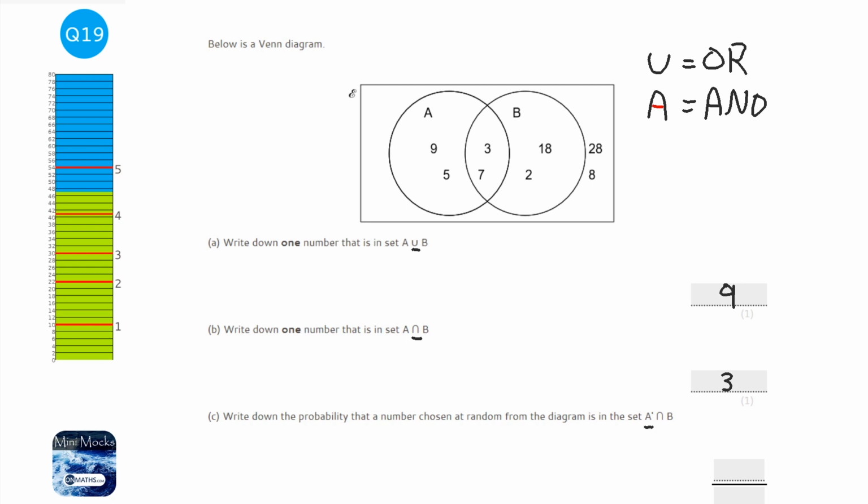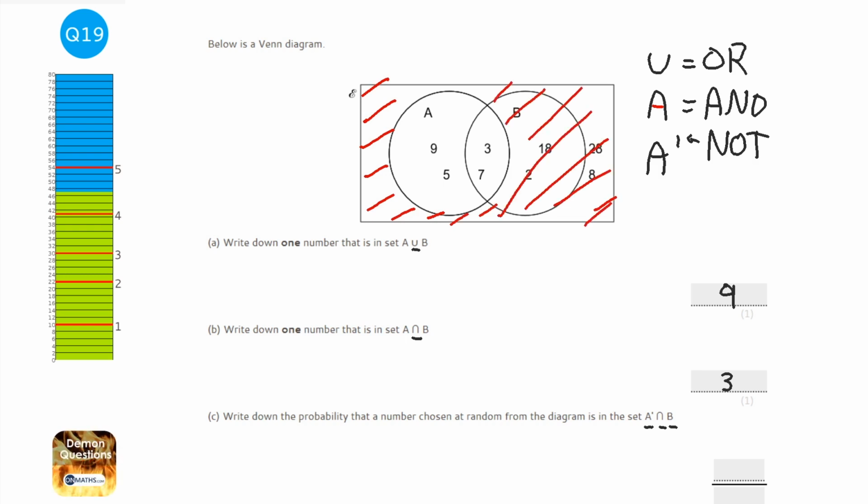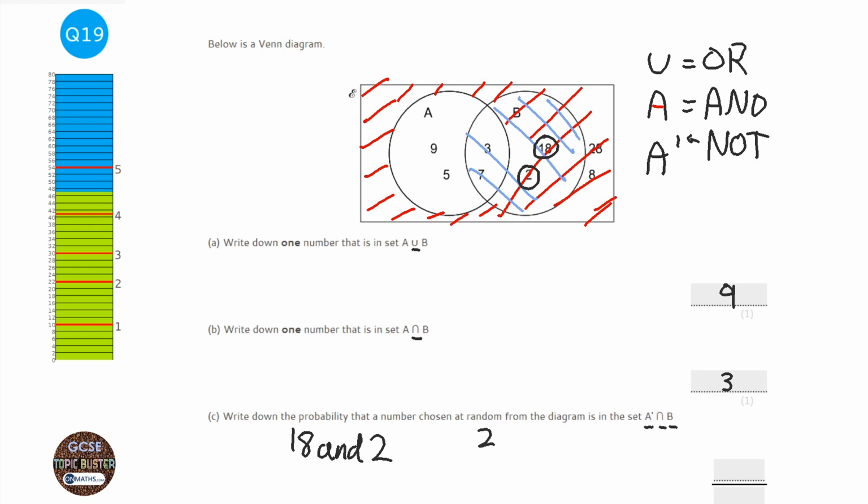Now this little symbol here is an A with a dash. That dash means not. So we're looking for numbers that aren't in A and are in B. Well, let's have a look at where not A is. It's anywhere around here. Anywhere around here is not in A. And let's have a look at where B is. B is anywhere here. So the numbers that overlap both of those are the 18 and the 2. So there are two numbers that fit that bill.